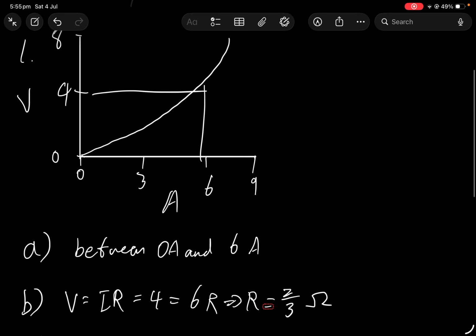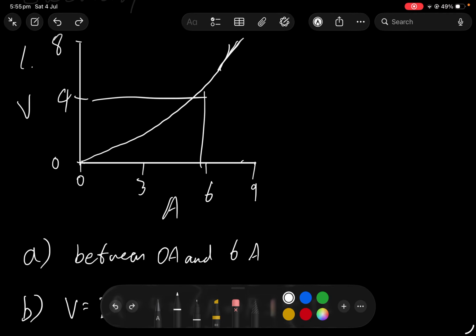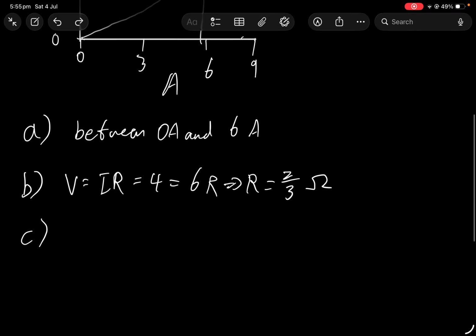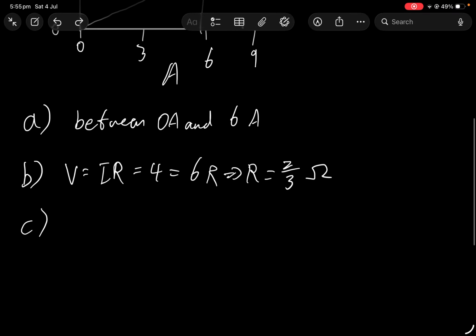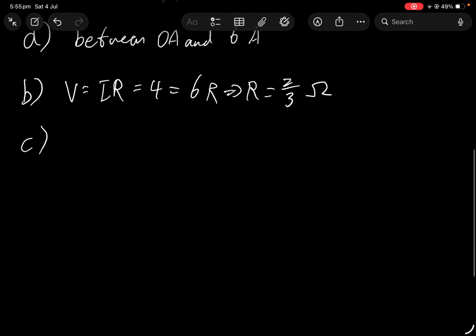Now for part C, explain what happens to the resistance of the component at higher currents. So we can go back to the graph. At a higher current, for example 9, the resistance, which is the gradient... Because R is V over I, which is rise over run, which is the gradient, the higher the current, the greater the gradient. So we can say that the resistance will increase.